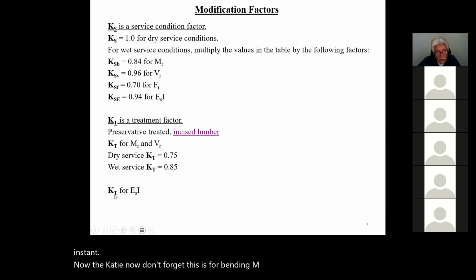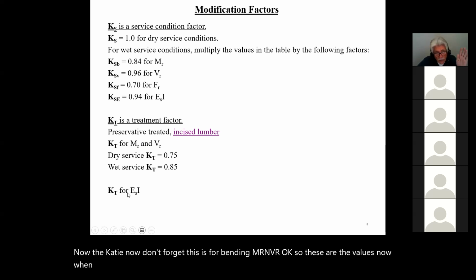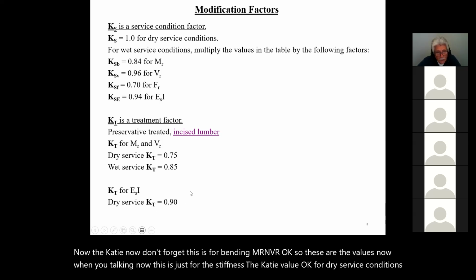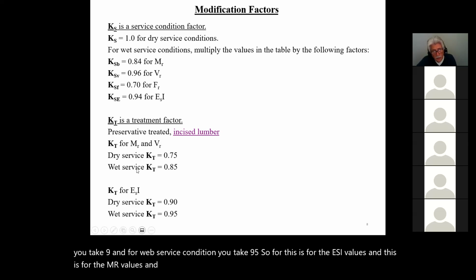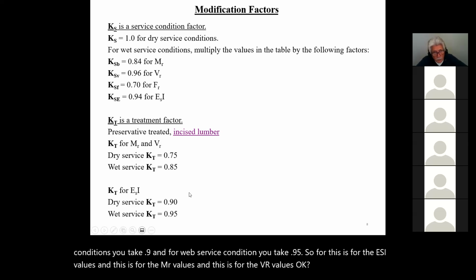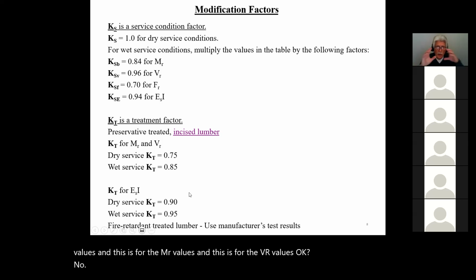Now the KT, don't forget, this is for bending, MR and VR. So these are the values. This is just for the stiffness, the KT value. For dry surface conditions, you take 0.9, and for wet surface conditions, you take 0.95. This is for the ESI values, and this is for the MR values, and this is for the VR values. These are suggested values.